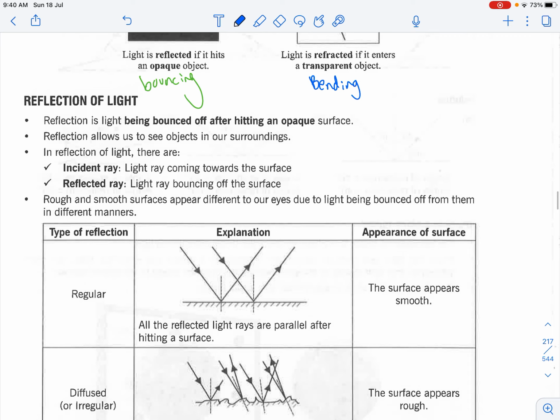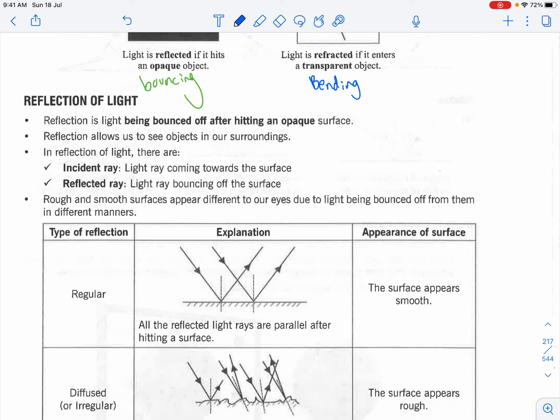So reflection in general is light being bounced off after hitting an opaque surface, provided this opaque surface has to be more reflective. And of course reflection always allows us to see things in our object. So no matter how dull, like wood and what not, there is still some light bouncing away from it and entering the eyes, otherwise we couldn't actually see it at all.